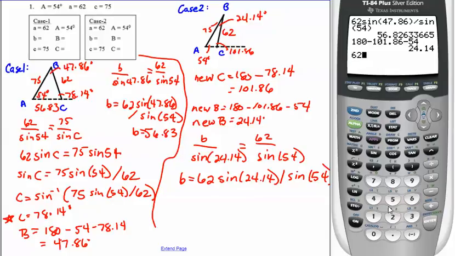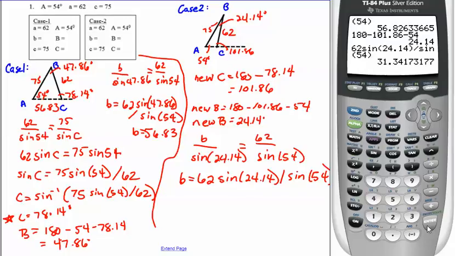Okay, 62 sine 24.14 divided by sine 54. Okay, and then side B is 31.34.